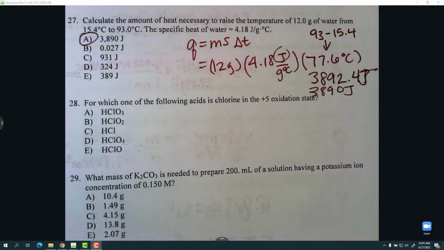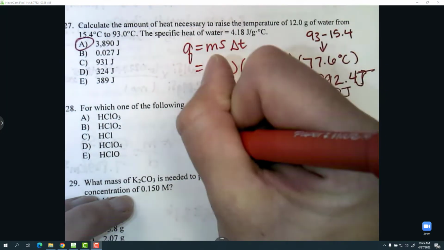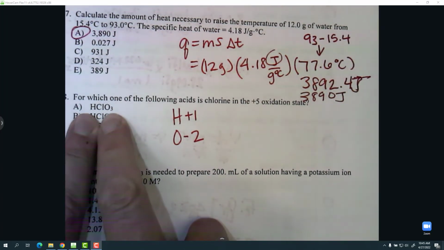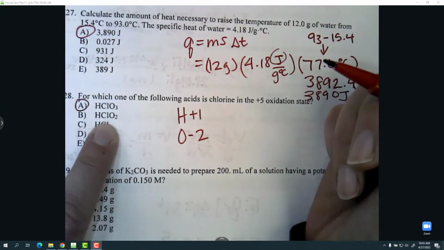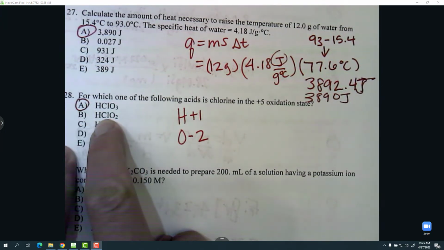All right, which one of the following acids has chlorine in the +5 oxidation state? Okay, so remember for oxidation state, hydrogen is always +1. Oxygen is always -2, and then I just use how many I have of each of those to figure out what the chlorine must be. So this is +1 and -6, so actually that looks like the answer. That looks like +5. But let me check the rest. +1 and -4, so the chlorine must be +3.